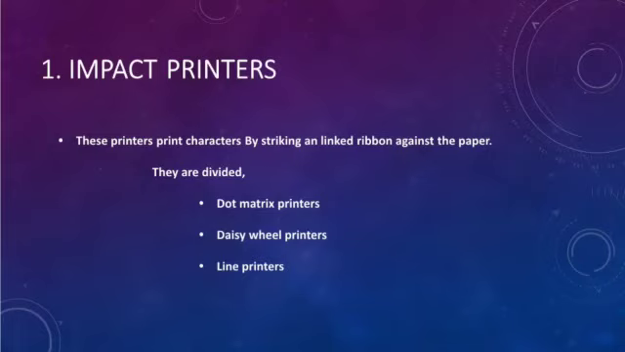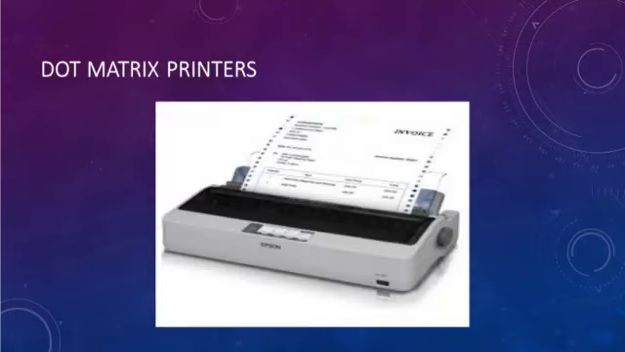A dot matrix printer prints a character and image as a pattern of dots. These printers have a print head, that means hammer, that consists of pins to print a character or image. The print head prints by striking an ink soaked cloth ribbon against the paper.